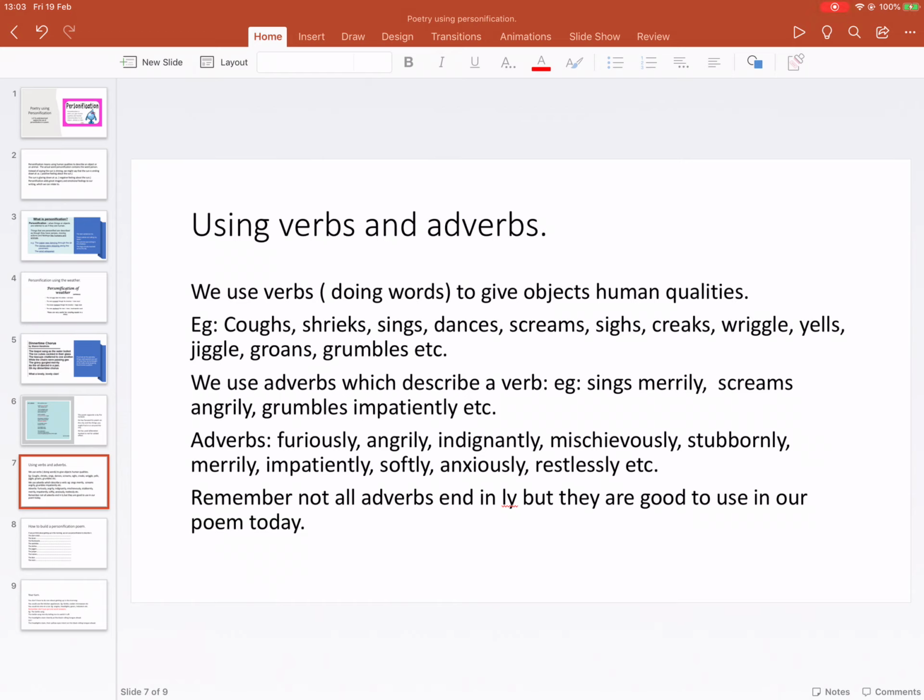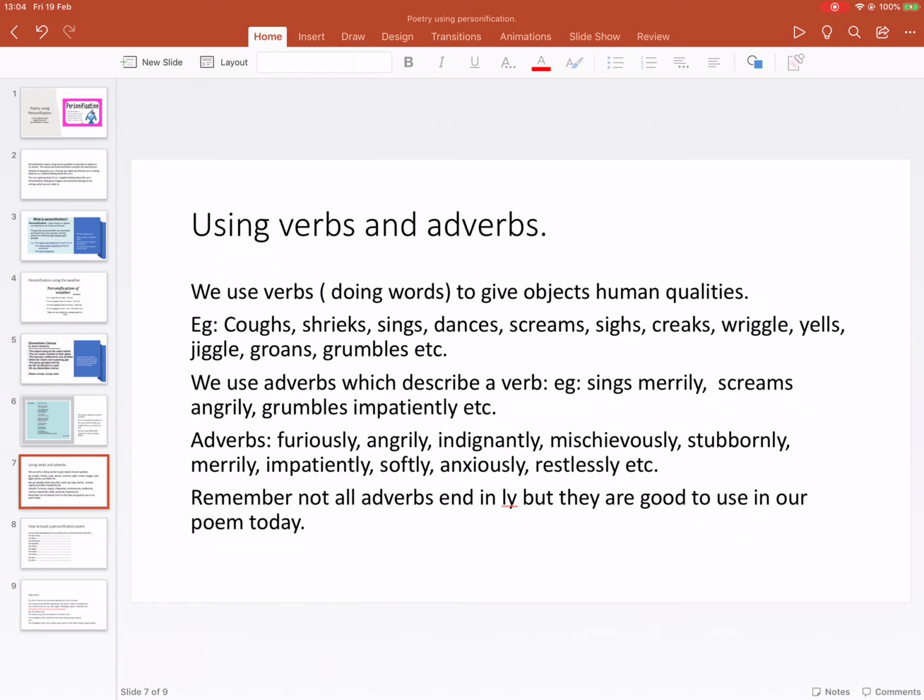So, for example, coughs, shrieks, sings, dances, screams, sighs, creaks, wriggle, or you could have wriggles, yells, jiggle or jiggles, groans or groaning, grumbles, etc. So we use adverbs which describe a verb. So sings merrily, we could put sings merrily. So merrily is the adverb that we are adding to sings. Screams angrily. So it's another adverb.